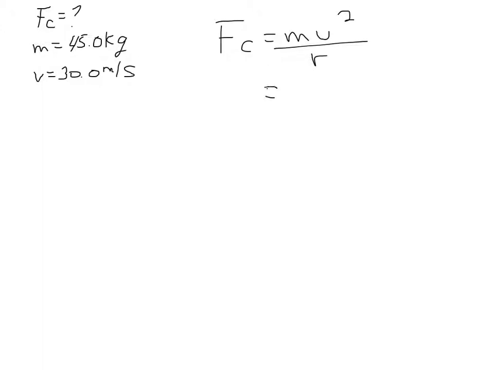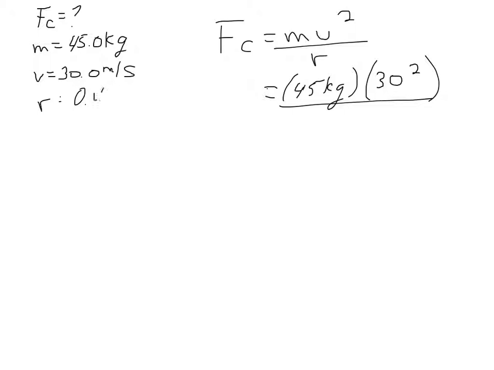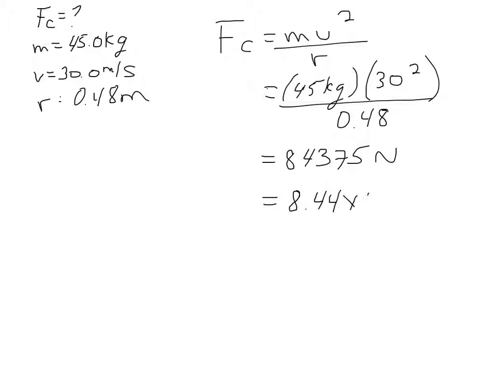This question, it's already given us all of our variables. We have 45 kilograms. We're going to multiply that by our velocity squared, and our velocity in this case is 30. We're going to divide that by our radius, and our radius, I actually never wrote it down over here, but our radius is 0.48 meters. So here we're going to put 0.48 meters. And we are going to get that our answer is 84375 newtons, and we have to put that into significant digits, which means we want 8.44 times 10 to the 4 newtons.